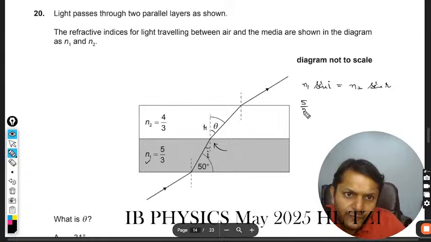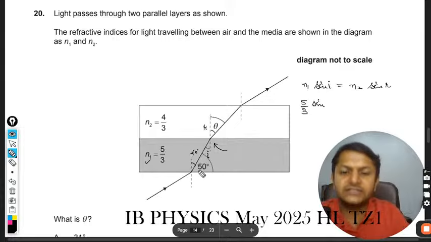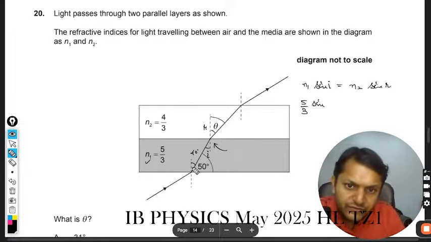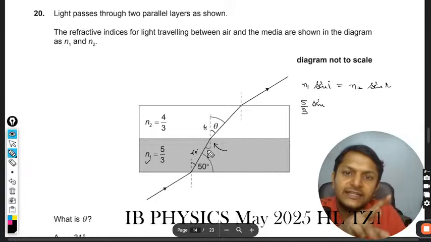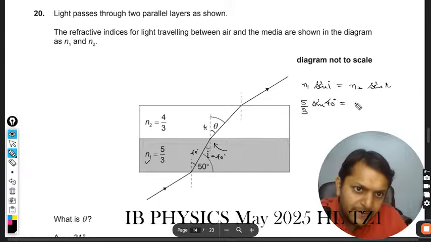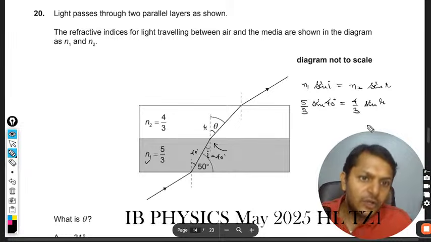N1 is 5 by 3, and the angle is given as, no, the angle is not 50 degrees. We have to find it. This is 50, so this angle will be 40 because these two angles are complementary to each other, 90 degrees. So 90 minus 50 is 40. This and this are alternate interior angles. If you remember, this angle will become 40 degrees. So sine 40 degrees is equal to N2, which is 4 by 3, sine R. So you have to find sine R from this calculation. Quite easy, I would say.